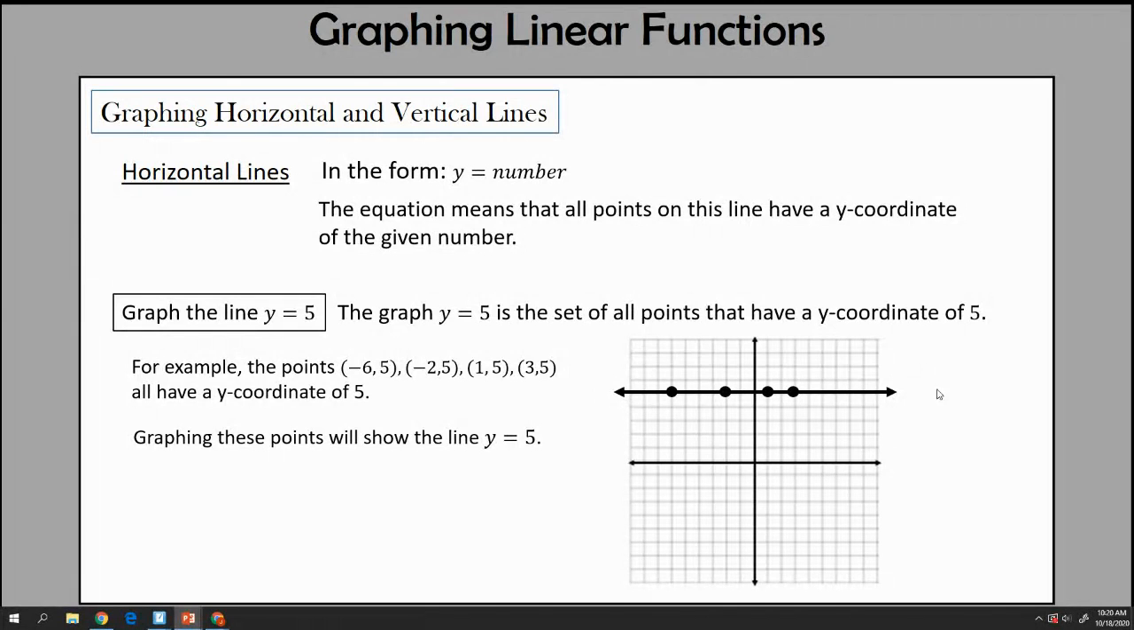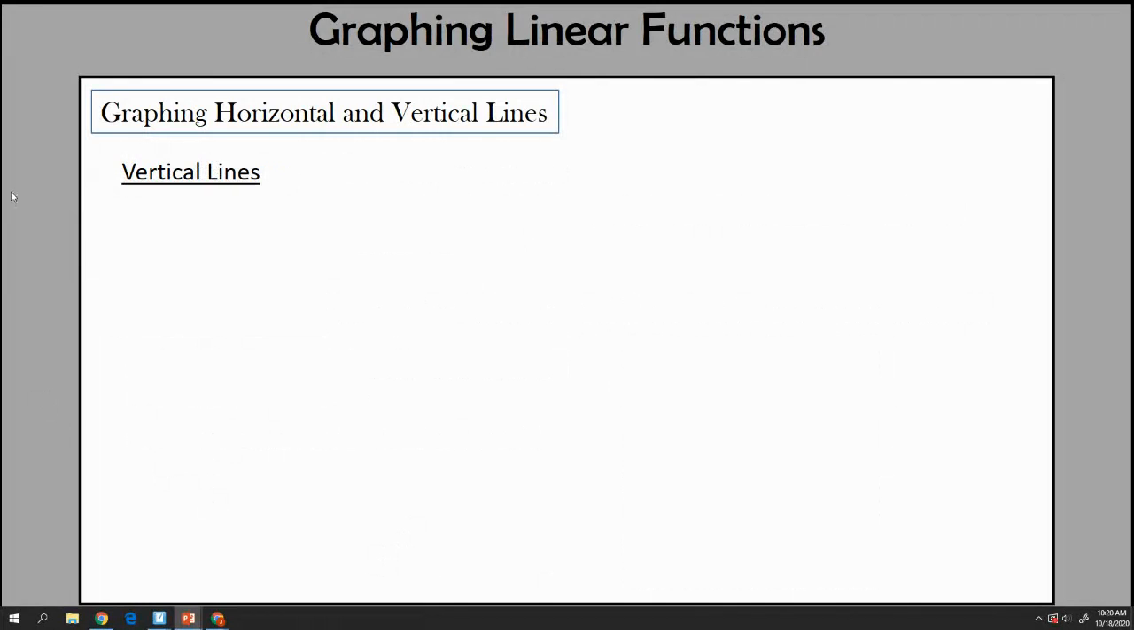It's a horizontal line, and I always think of it this way too. This is the y-axis, right? The one that's running up and down. This line is going through the y-axis at 5. It's a horizontal line going through the y-axis at 5. So that's how we graph horizontal lines. Okay. How about vertical lines?